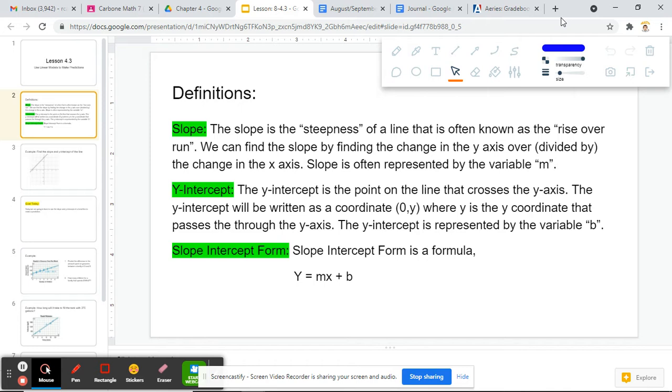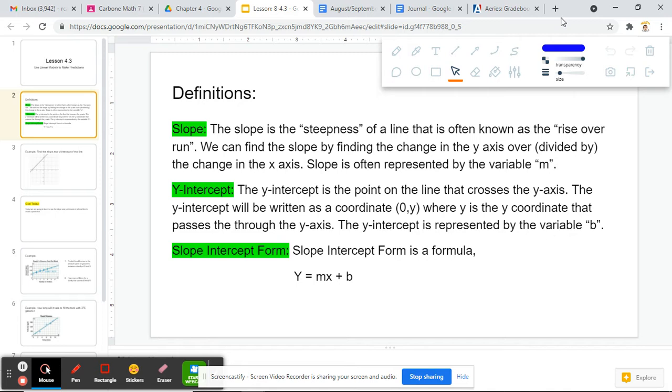So the y-intercept. The y-intercept is the point on the line that crosses the y-axis. The y-intercept will be written as a coordinate (0, y), where y is the y-coordinate where the line passes through the y-axis. The y-intercept is represented by the variable b.